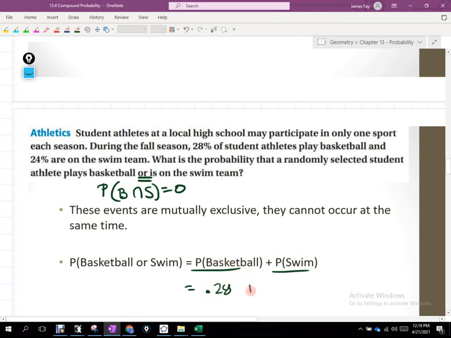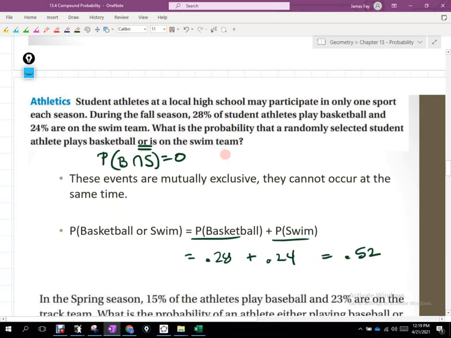28%. What's the probability for swim? So if I add those together, I get 52%. Does that kind of make sense? That's pretty easy. And the idea there, let's say that this 28% came from like 28 out of 100.